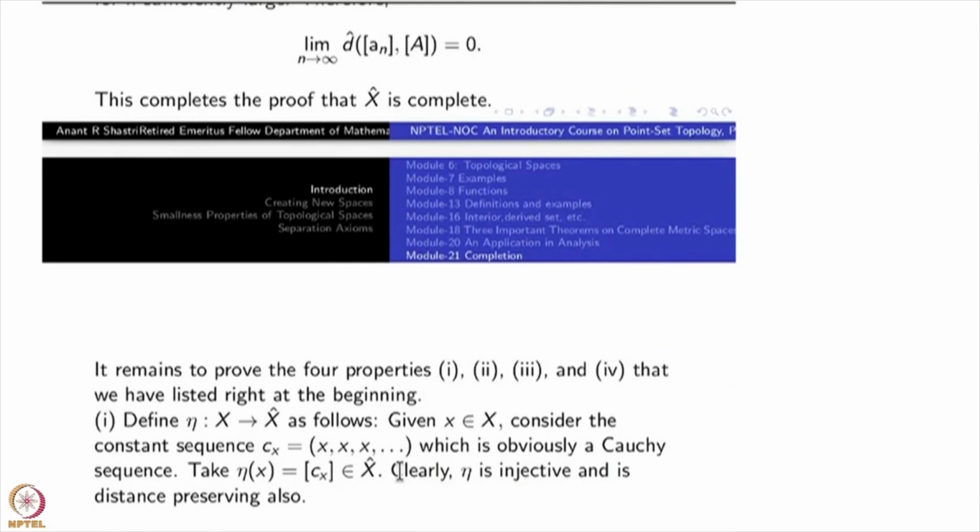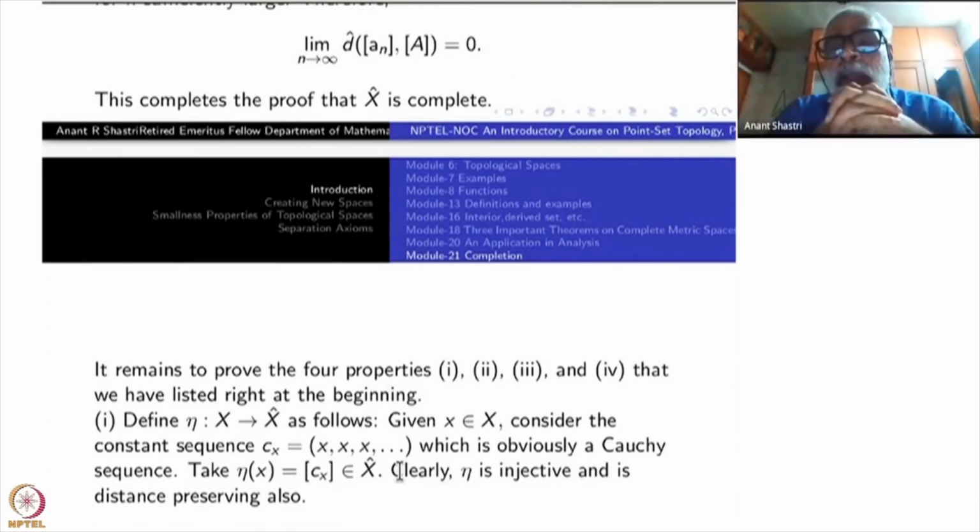Why? Suppose eta x is equal to eta y. Then Cx is in the same class as Cy. What is the meaning of that? The limit of the distance is equal to 0. But here the sequences are x, x, x and y, y, y, so the limit itself is d of x, y. So that is 0 means x equals y, since X is a metric space. So this is clearly an injective mapping.